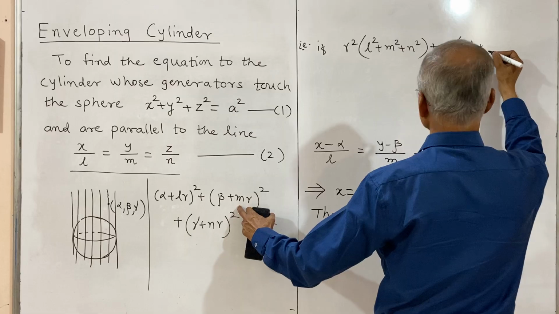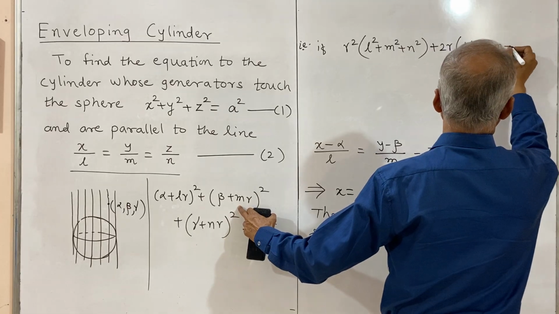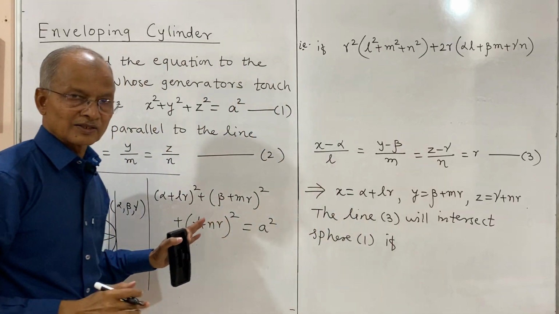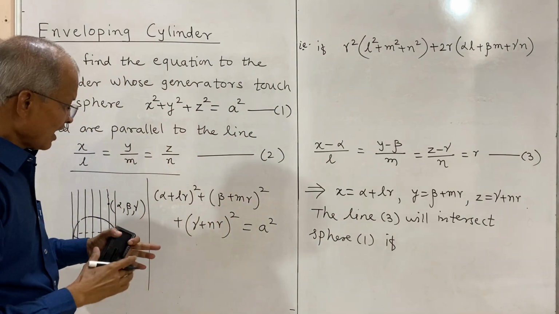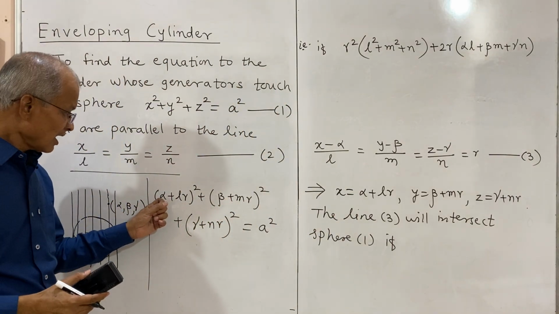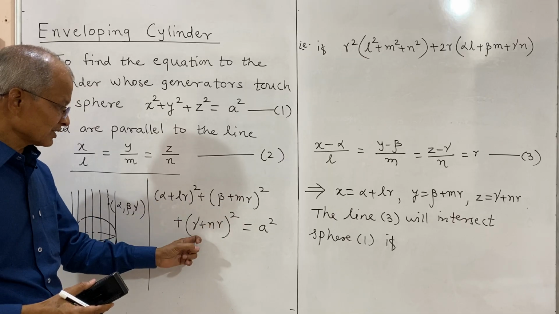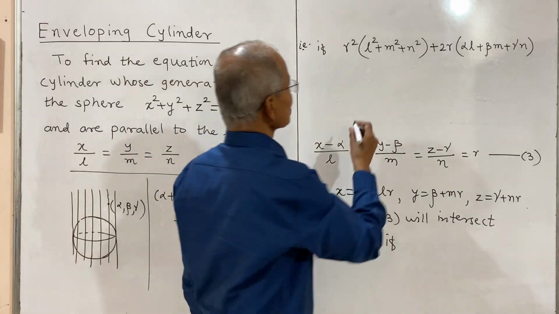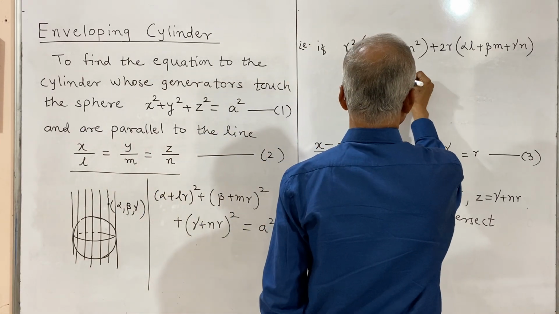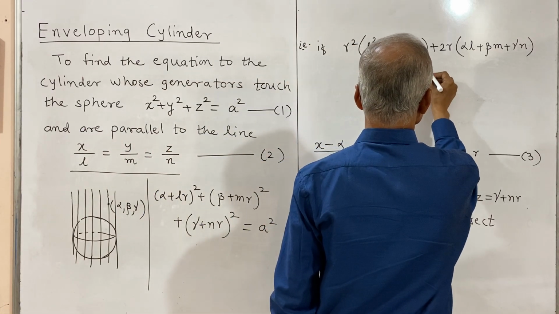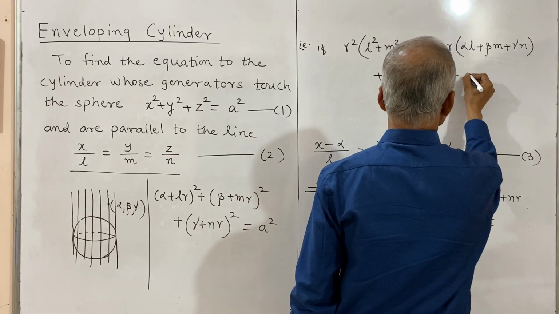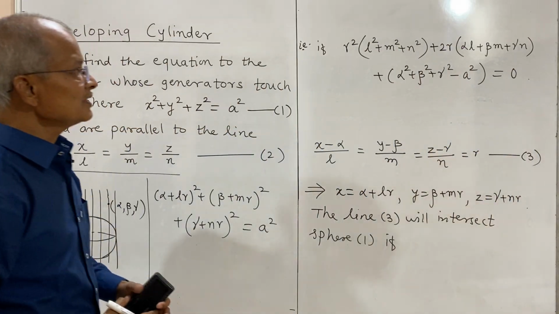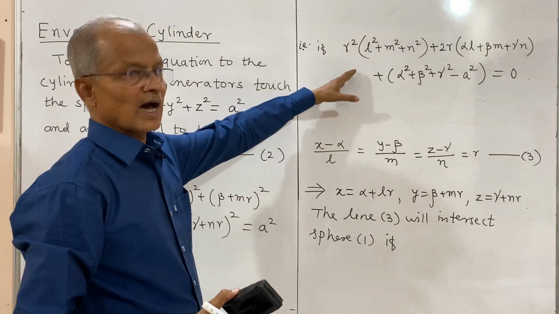Similarly, beta M plus gamma N will remain in the bracket. You can verify this by expanding the terms. The remaining terms are alpha square plus beta square plus gamma square, and we transfer this A square to the left side, giving alpha square plus beta square plus gamma square minus A square, and the right side is 0. So this is the quadratic equation in R.